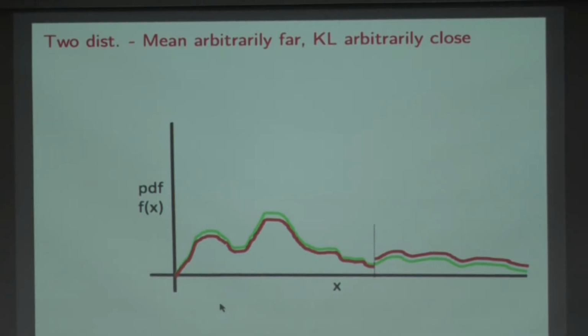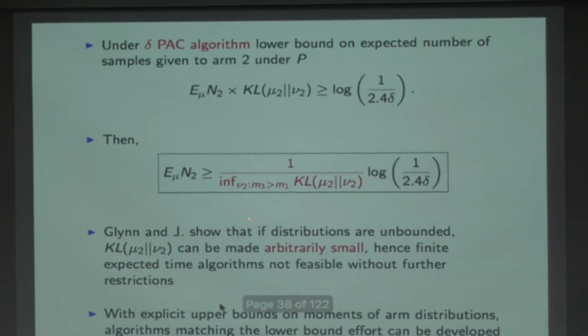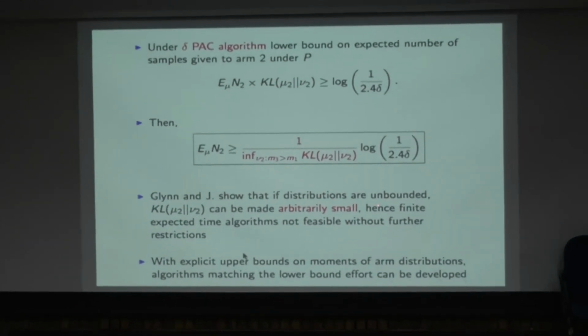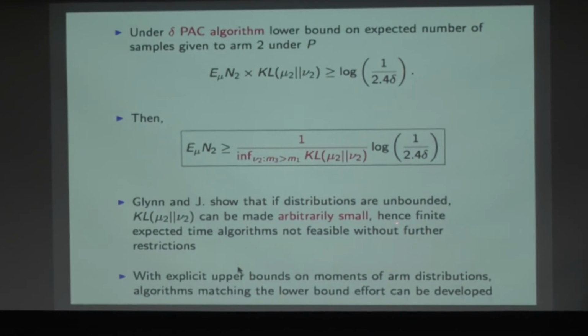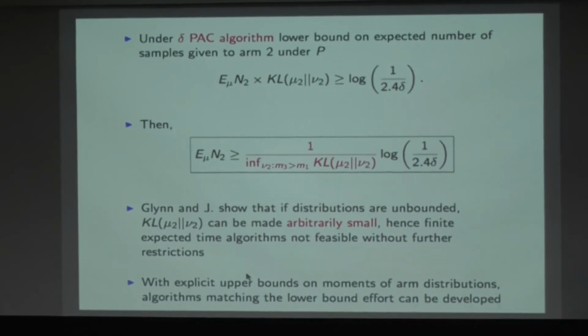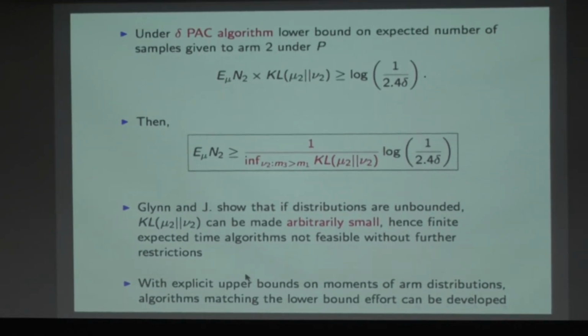So that's why we assume distributions are bounded. Then you don't have to worry about these tails causing problems. Right? So that's what's coming up back here, that this is going to be infinite. So Glynn and Juneja show that if distributions are unbounded, this can be made arbitrarily small, hence finite expected time algorithms are not feasible without further restrictions. So you need to have further restrictions. A kind of obvious point, but just drilling it home, that there have to be explicit upper bounds on moments of arm distributions.